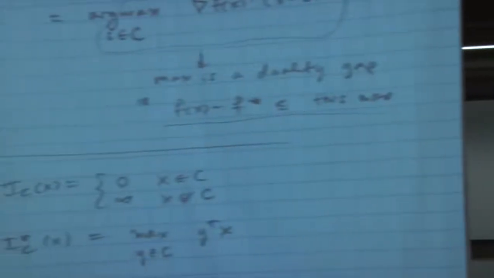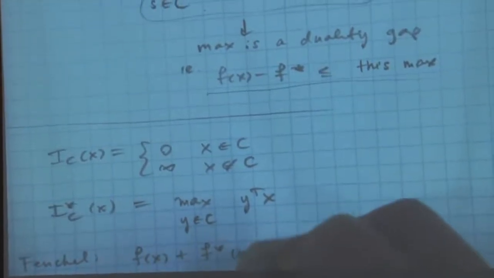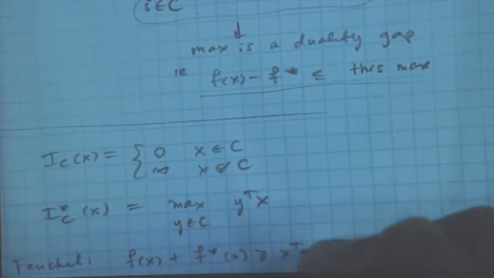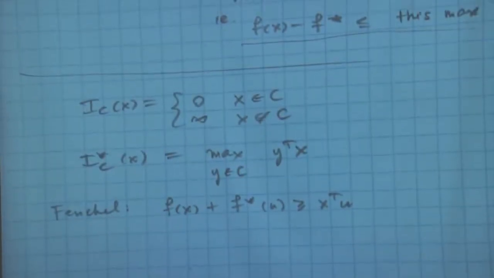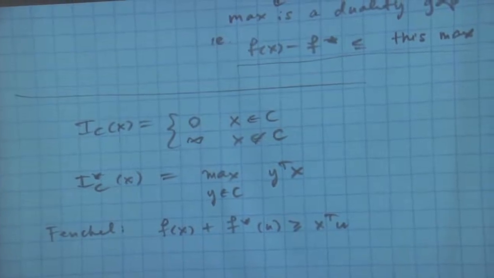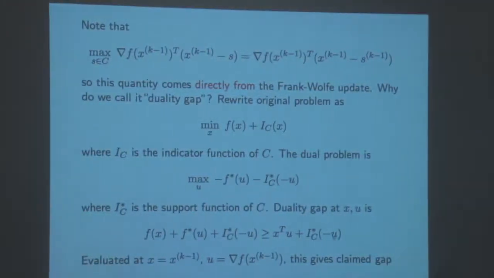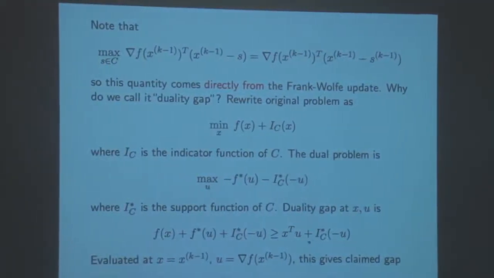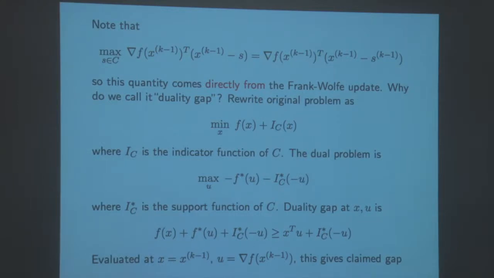It also comes directly out of the definition of the conjugate function. So if you've forgotten all of this stuff, then go back and look at it. It should make sense. All these calculations should make sense. And therefore, the lower bound of the duality gap is this. Right? It's x transpose u plus the support function, evaluated at minus u.